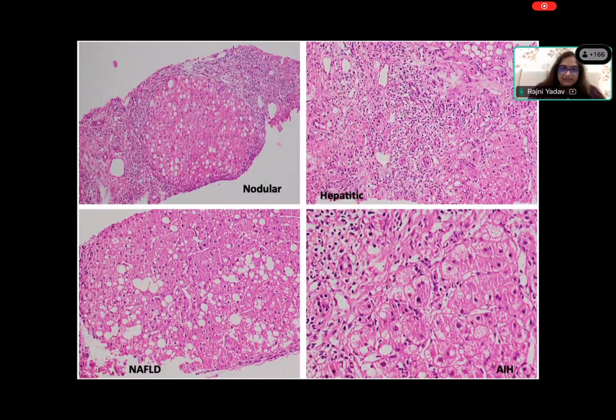Then this is another case. Again, we have a cirrhotic liver, and we have a lot of fat in the lobule. But if we look at the septum, yes, again we have a lot of inflammation. Ducts are injured, and see they are proliferating. If we look at the lobule, we have more of non-alcoholic fatty liver disease kind of changes. And if we see at the periphery, we have SNR transformation, we have plasma cells. So this had a combination of non-alcoholic fatty liver disease and autoimmune hepatitis.